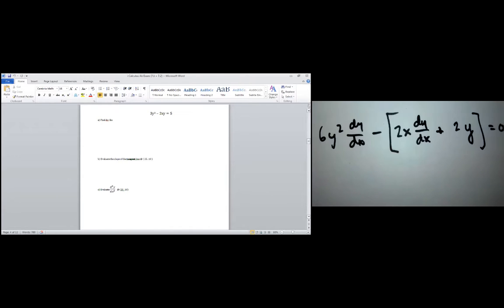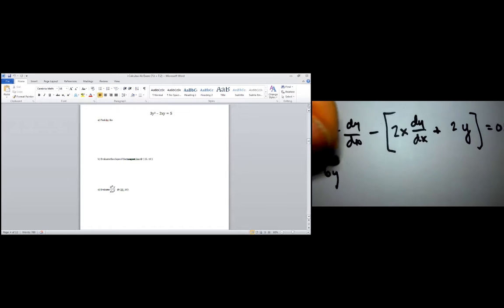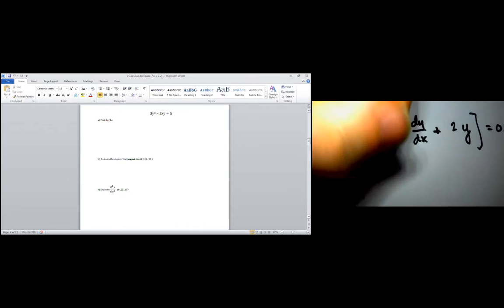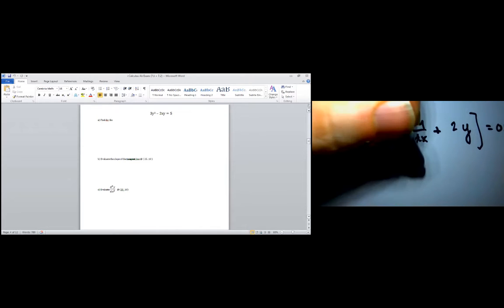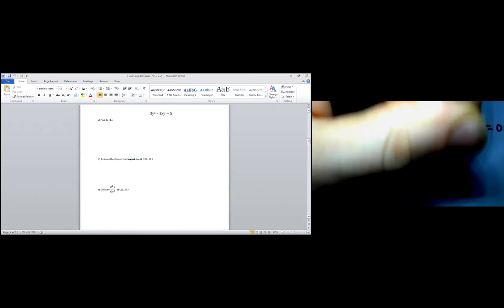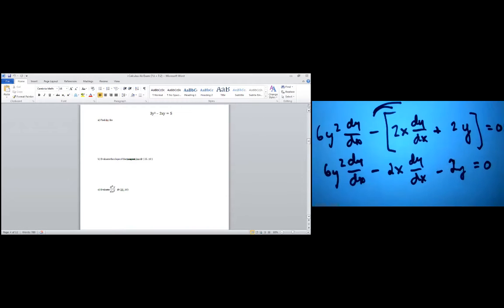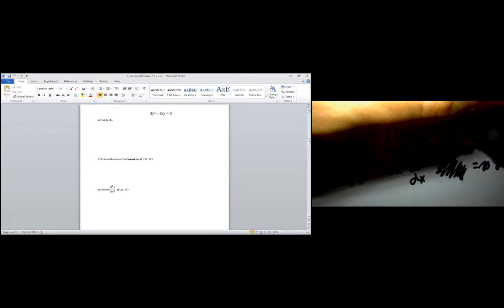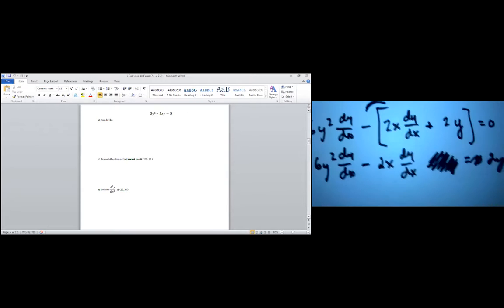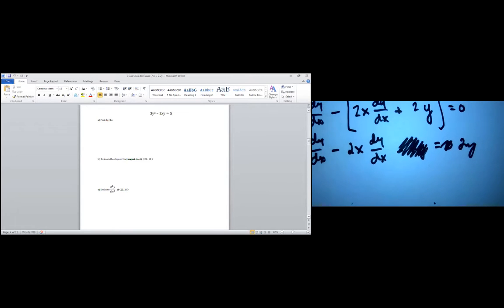It's equal to 0. Doing a little bit of combining now. This is 6y squared dy dx. Distribute the minus sign. Minus 2x dy dx minus 2y is equal to 0. Okay, dy dx to stay on the left. The 2y heads to the right. So I'm just going to scratch that out to save some time and toss a 2y over there. And we need to divide by the quantities. So dy dx is equal to.